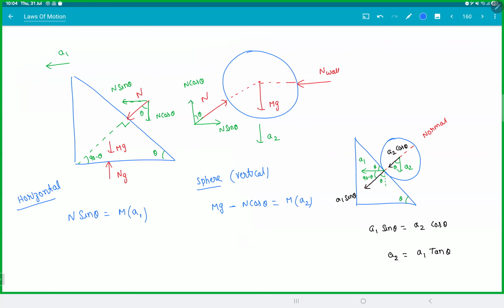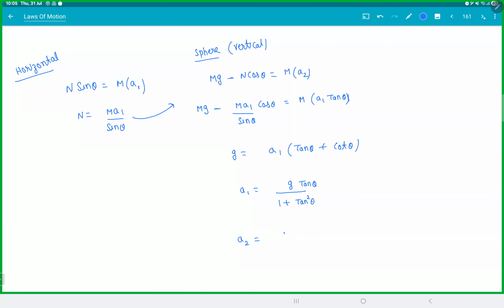What is a2? G tan square theta by 1 plus tan square theta. Clear with this? You can simplify it further. 1 plus tan square theta is sec square theta, and then you can do all that stuff. That is okay. Any doubts on this?